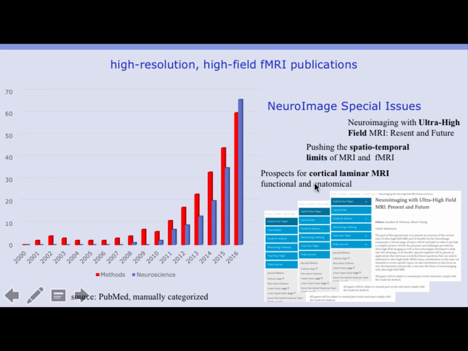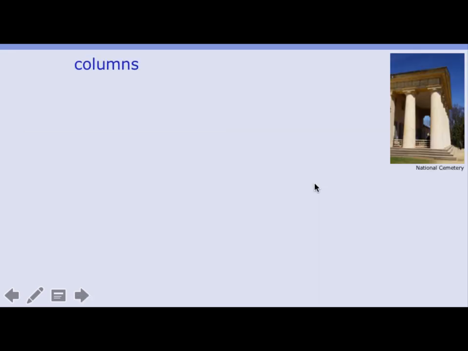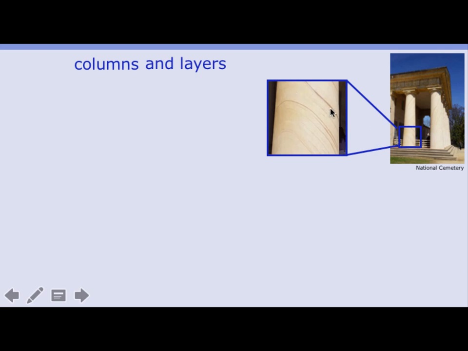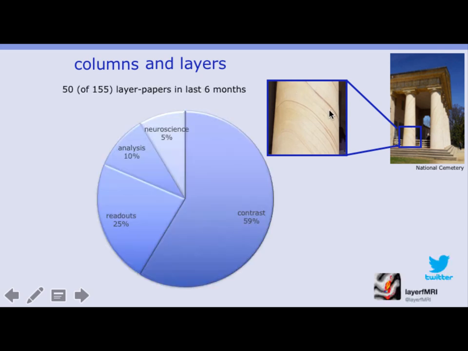So let's look at those papers specifically that deal with columns and lamina within those columns. This is still an emerging field. There are about 150 papers out there, and I try to keep track of all of them on this Twitter feed. And just in the last 6 months, I could count about 50 papers on that subject, specifically these ultra-high field, ultra-high resolution papers that deal with lamina and columnar interpretability.